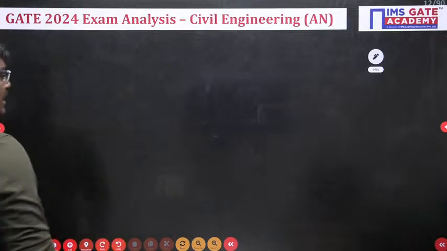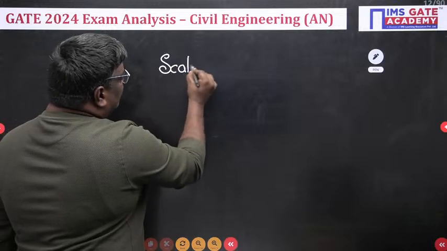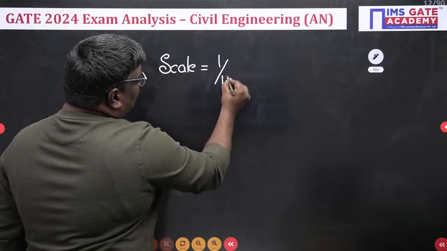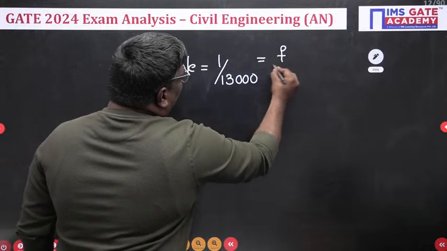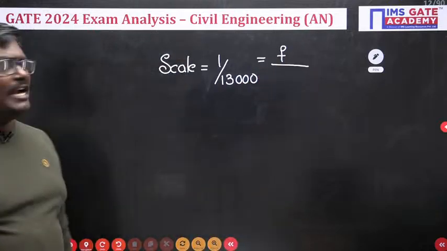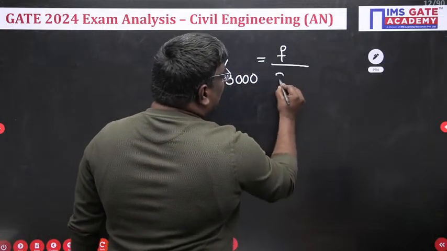So my dear students, if I talk here, what is the scale they have given, sir? What is the scale they have given? They have given the scale as 1 by 13,000 is equal to focal length. You are not aware of the focal length. But my dear students, let me tell you, what is the flying height given? The flying height is given as 3000 meter.